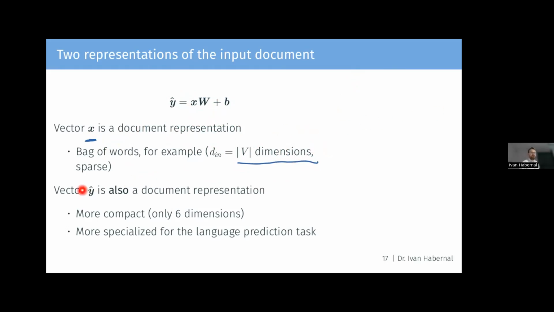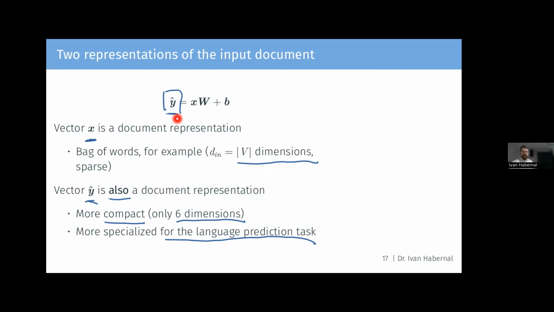On the other hand, the vector y hat is also a representation of the document, right? Because we project it to some different space, but it's still representing the document. And this representation has 6 dimensions, so it's more compact, and it's more specialized for this task. But it still contains some representation of the input document, although it's compressed from all the words into a size-6 vector. Everybody follow? It's still something about a document, and we do classification on top of that, but it carries some representation.